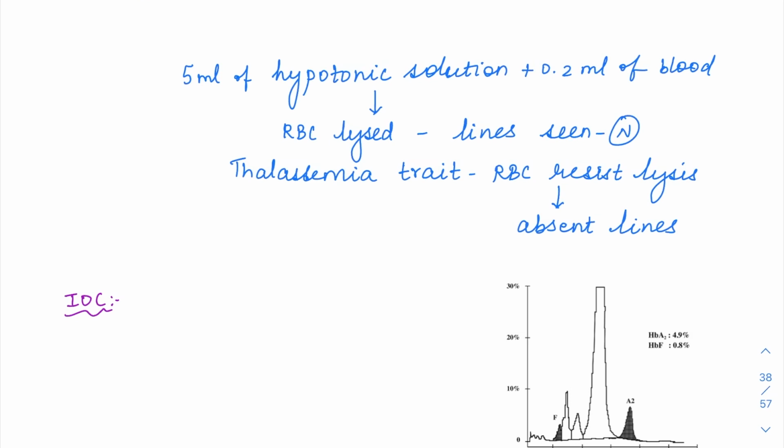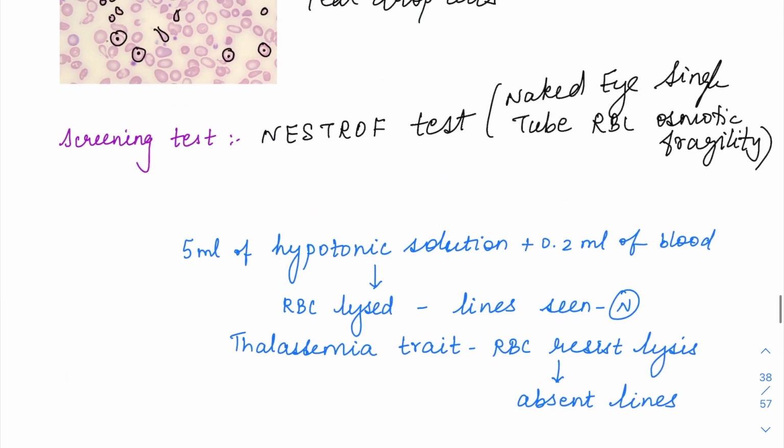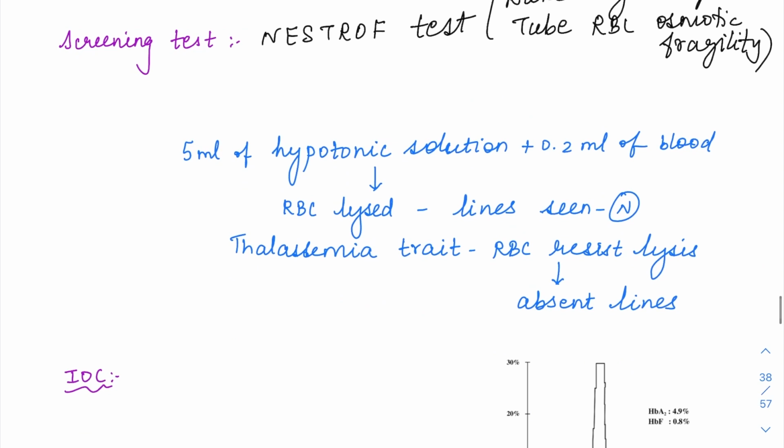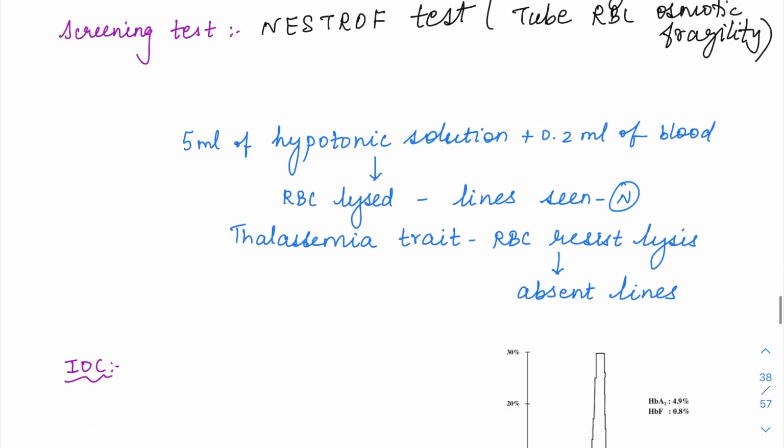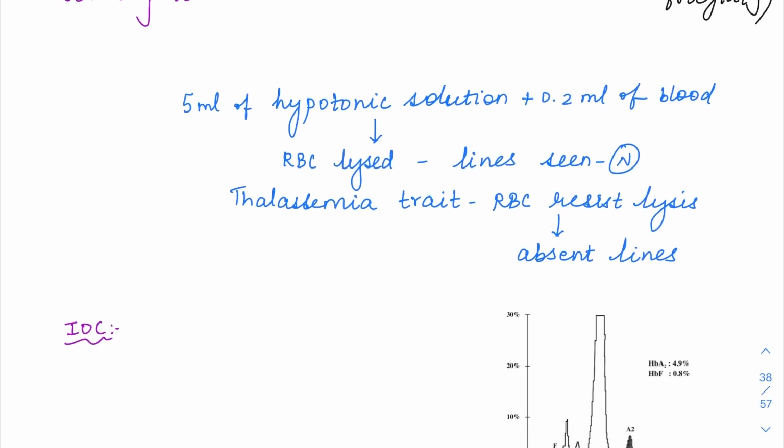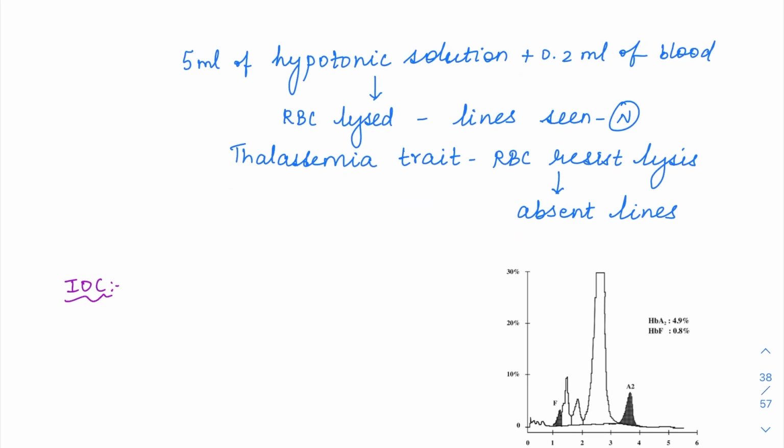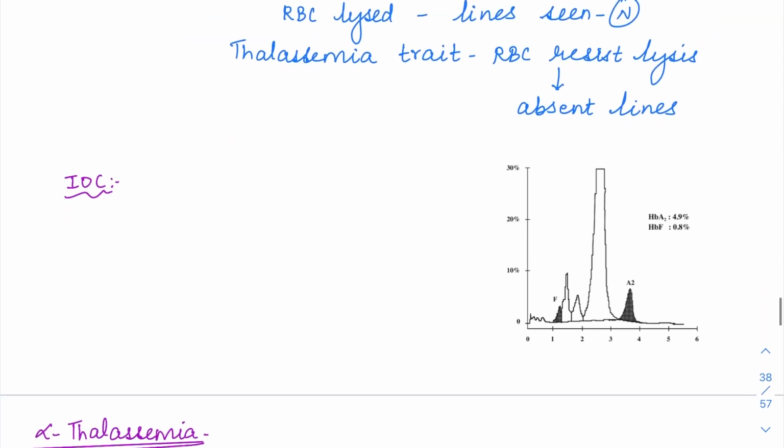So when they don't lyse, what will happen? They are going to be present there only. They are not going to settle down. So the lines behind cannot be seen. This is the basis of the NESTROFT test. In the osmotic fragility test in HS, it is going to be elevated, while in the NESTROFT test in thalassemia, the thal trait cells are going to be resistant to lysis.